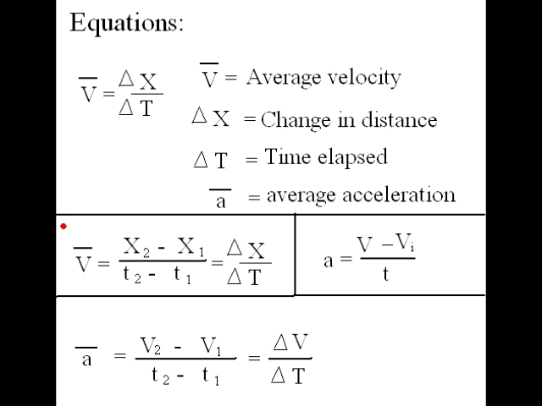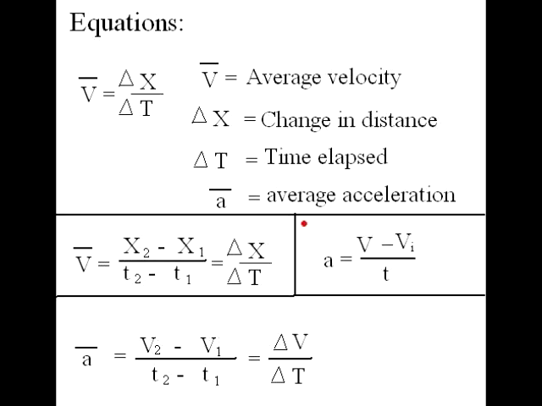The average velocity equals delta x divided by delta t, or change of distance divided by time elapsed. Delta x can be broken down into x2, which is your final distance or displacement, minus the initial x1, the initial displacement, divided by t2, the final time, minus t1, the time you started, which is usually 0, and x1 is usually 0 as well.